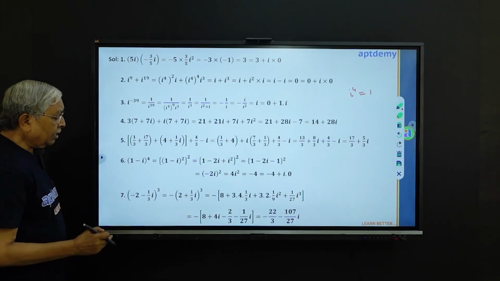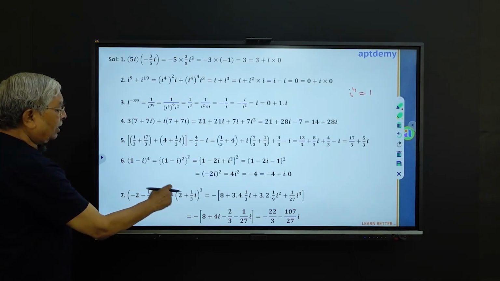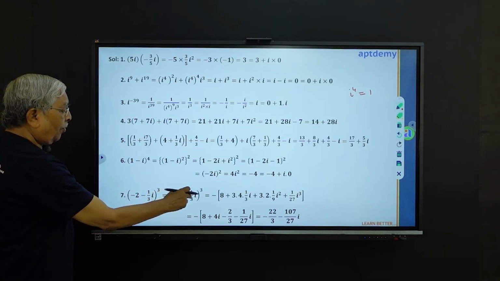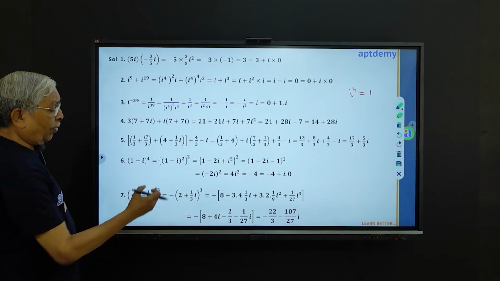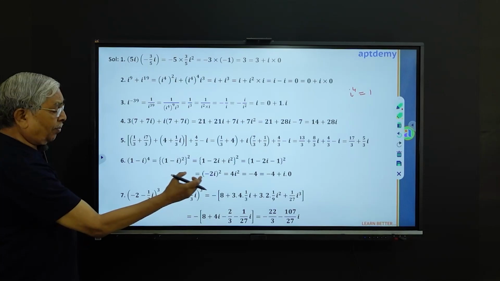Number 7 problem is, take minus 1, this a plus minus of (a plus ib) whole cube. Put in the formula a cube plus 3a square b plus 3ab square plus b cube.